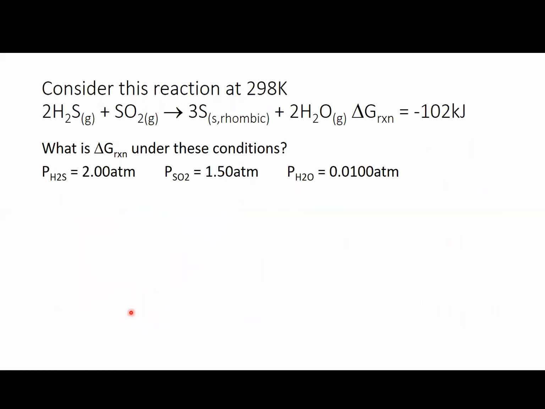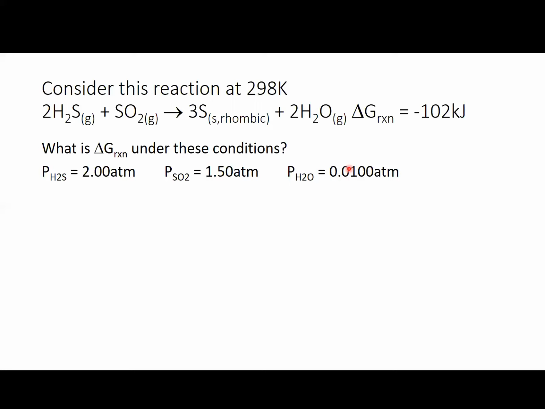So let's consider this reaction. We've got H2S, that rotten egg smell, plus SO2, also pretty smelly, goes to make sulfur and water. And the delta G of this reaction is negative 102 kilojoules. And that really should be delta G at standard states. So what does it look like under these conditions? 2 atmospheres of this, 1.5 atmospheres of this, and H2O's pressure is this.